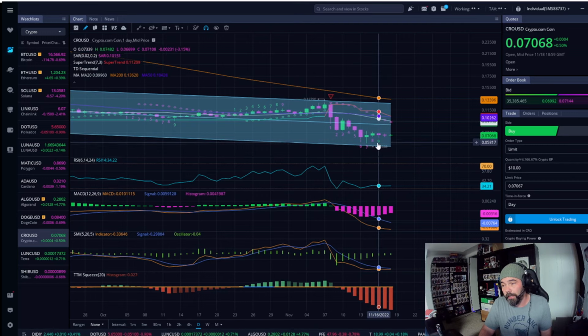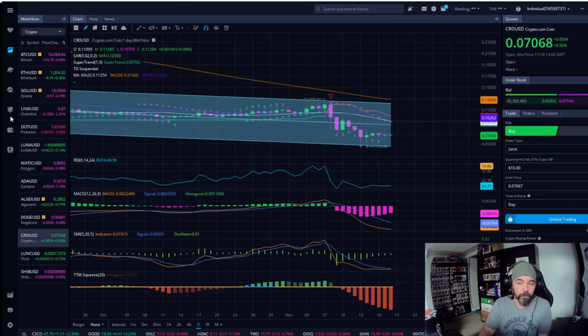We do have the green 9 printing. We are at the bottom of the channel. We could see a bounce up to probably about the middle of the channel, going to close to 9 cents. And we'll have to see how it acts when we hit about 9 cents, if we can go up a little further. All right, so let's switch over and check out some articles.